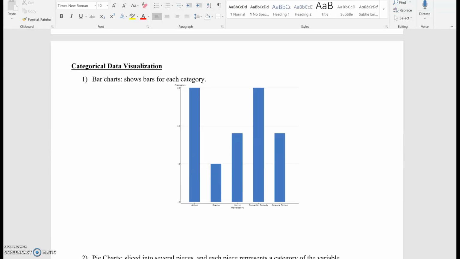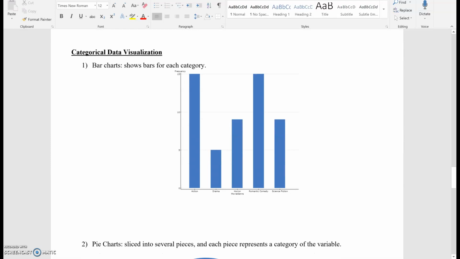Okay, so categorical data visualization can be broken up into two different ways to visualize this type of data. With categorical data, we know that these are labels. These cannot have some sort of number sense. You can, but typically in this class, we're just gonna keep them as is. There's many ways you can try to visualize them. We're gonna choose two different ways, which is bar charts and pie charts.